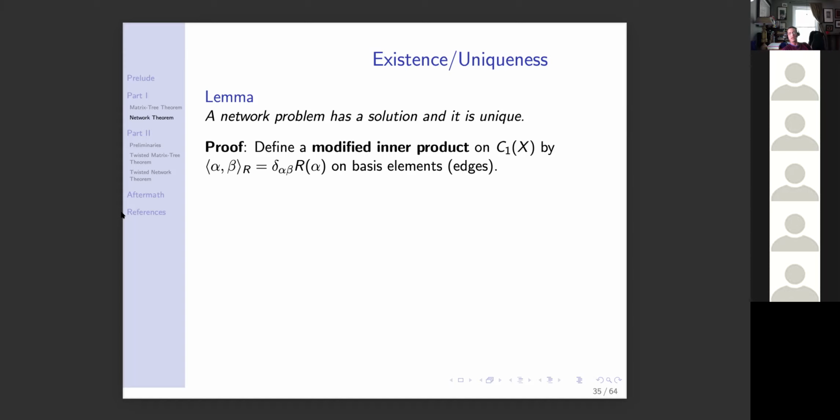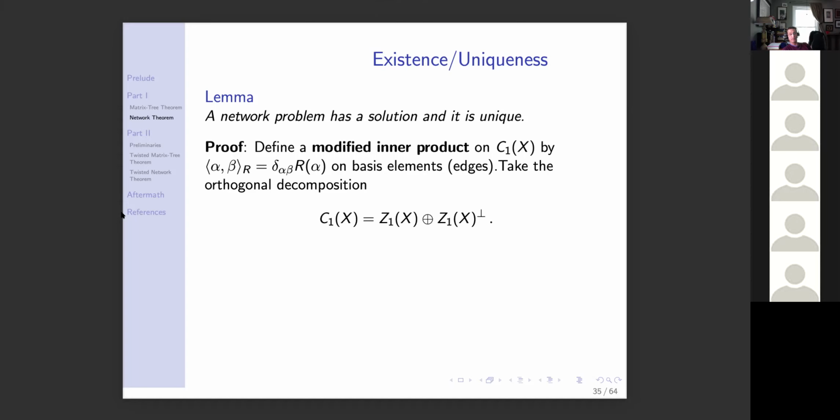Good dog. Okay, so let's define a new inner product. On basis elements, I have to tell you what it does, and then you extend linearly. So if you have a pair of edges, and they're not the same, it's going to be 0. And if they are the same, you apply the resistance to it, and that's the value. So you no longer have an orthonormal basis. You have just an orthogonal basis, right? It's not normal because edges don't have length 1 anymore.